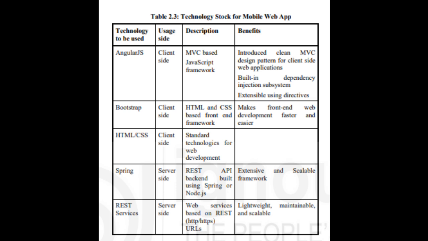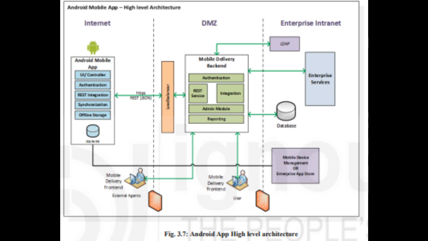2.4 Components of mobile support infrastructure. The following are the main components of mobile support infrastructure. Mobile device management, MDM, is used for configuration and management of mobile devices. MDM is mainly used for distribution of mobile apps and enforcing policies.